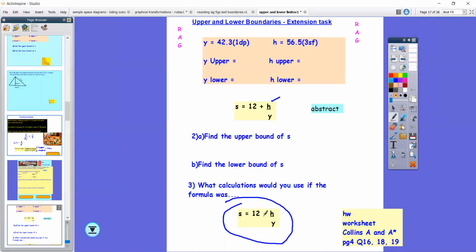But on the upper bound of s in this case, you've got to think about what's happening with subtraction here. If you've seen this before, it's very easy to miss these out. What you want for the upper bound is that fraction to be as small as possible. You're subtracting, which means you want h lower over y upper. So it makes them think a little bit more here.